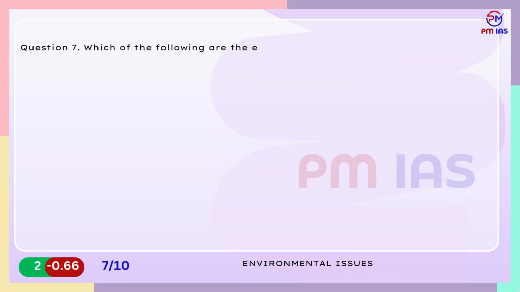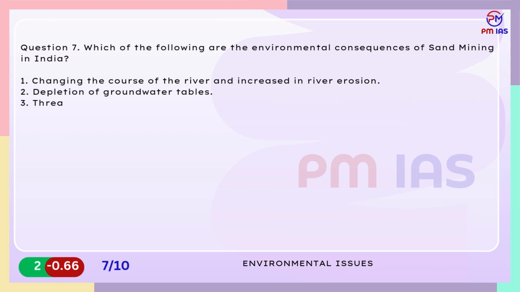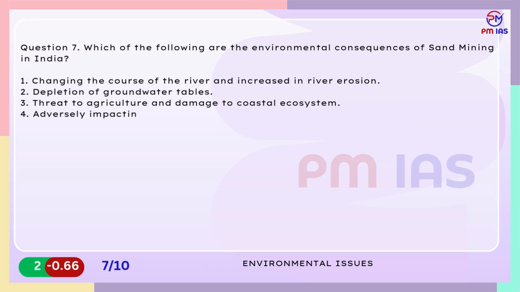Question 7. Which of the following are the environmental consequences of sand mining in India? 1. Changing the course of the river and increased river erosion. 2. Depletion of groundwater tables. 3. Threat to agriculture and damage to coastal ecosystem. 4. Adversely impacting the habitat of microorganisms. Select the correct answer using the codes given below.